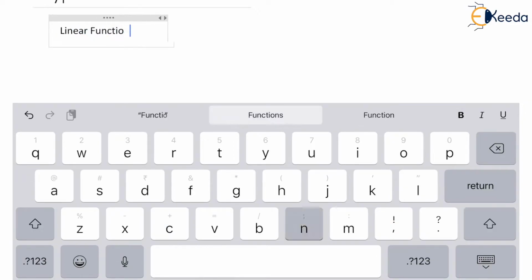So let us start with the first one, which is the linear function. The first type of function we are going to discuss is the linear function, in which the general standard equation which we come across is y equal to mx plus c, where m is going to be the slope of your graph and c is the constant, which can be said to be the intercept.